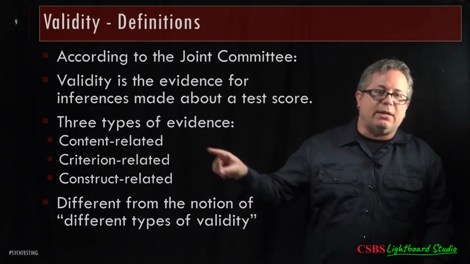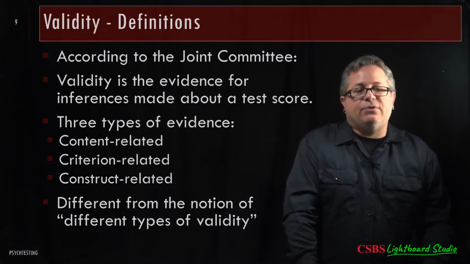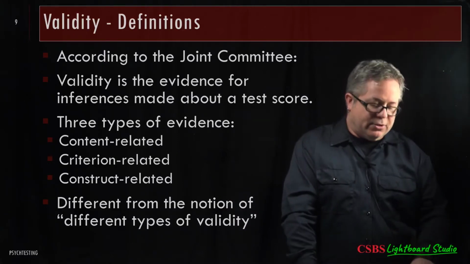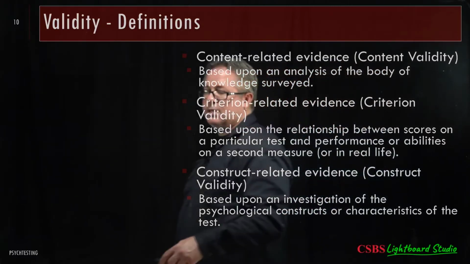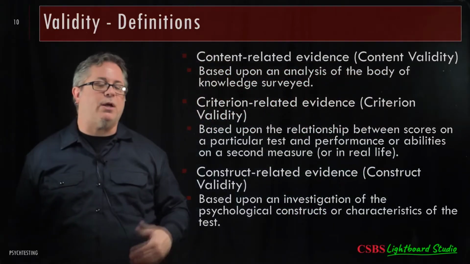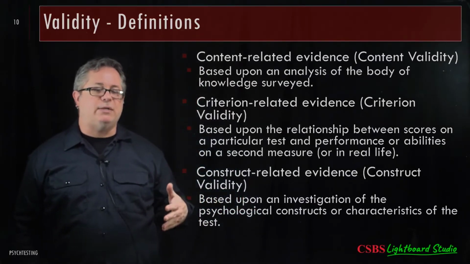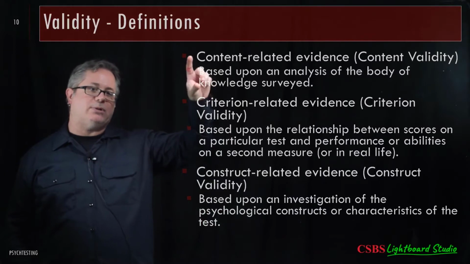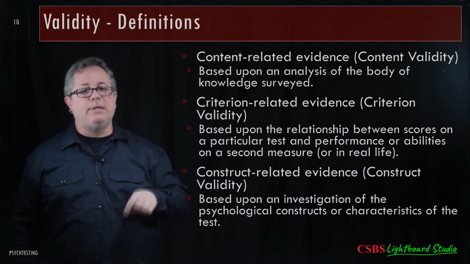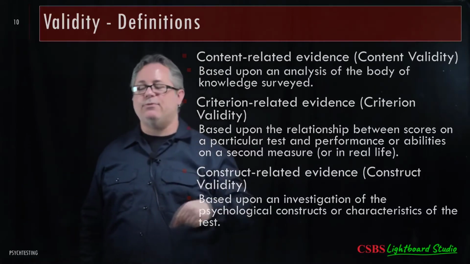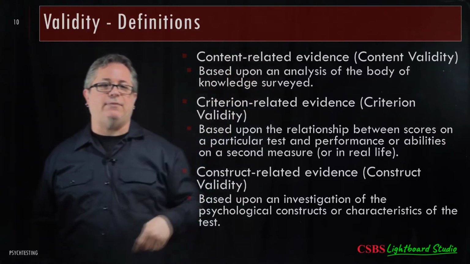Well, there's three different kinds: content-related, criterion-related, and construct-related. This is different from the notion of different types of validity, and now we're getting at just different types of evidence for validity in general. All right, so there are three different kinds. You had content-related evidence, based upon analysis of the body of knowledge surveyed. So this usually requires experts in the field to decide that these things are there. Like using the DSM to figure out the different types of criteria required to look at depression is looking at content-related evidence.